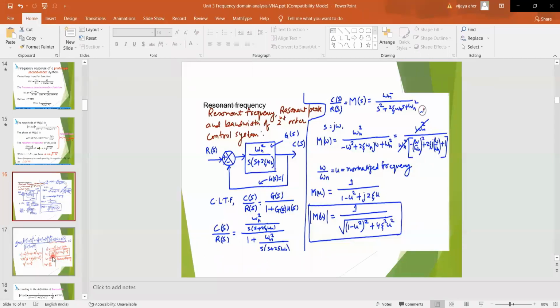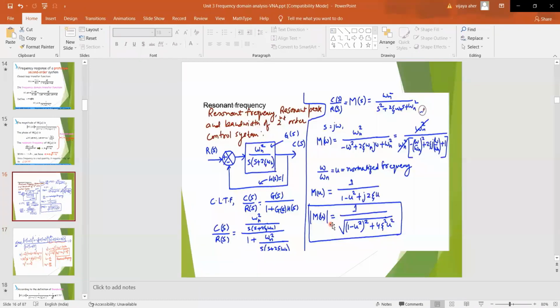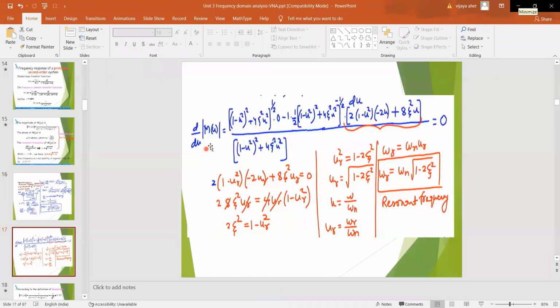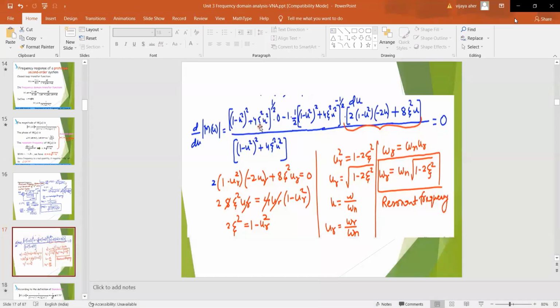Okay, so let us find the resonant frequency, because we are interested in resonant frequency, that is omega r. For that, you are having this equation, mod of M of u. You have to take the derivative of this and equate that derivative equal to 0. Then you will get the resonant frequency. So derivative with respect to u of magnitude of M of u, d by du.